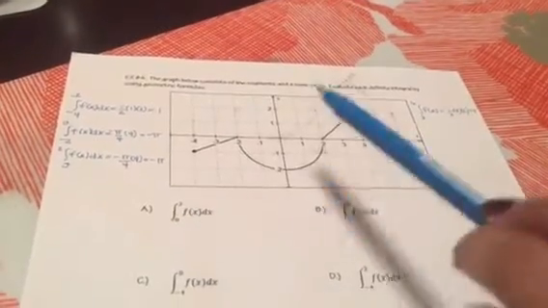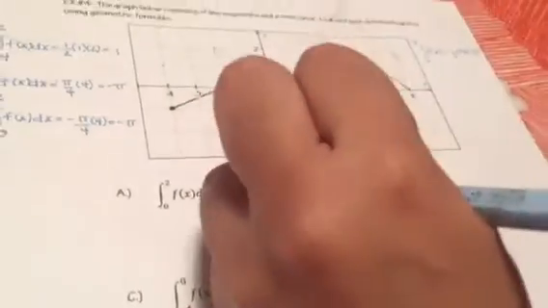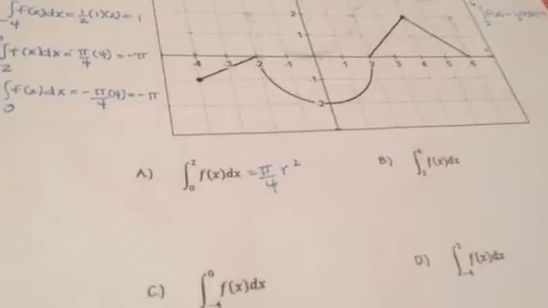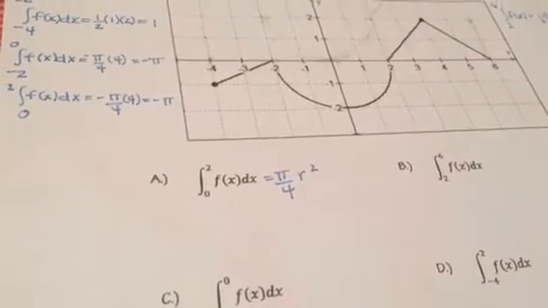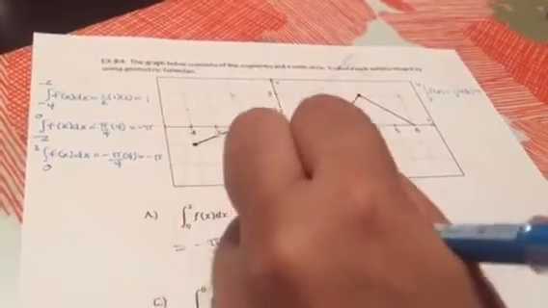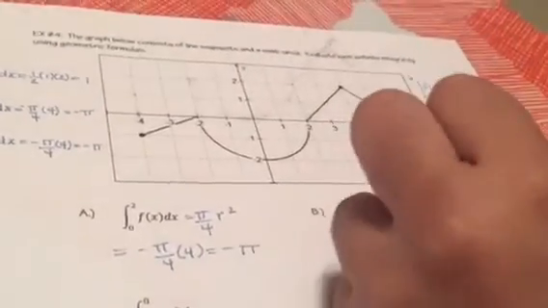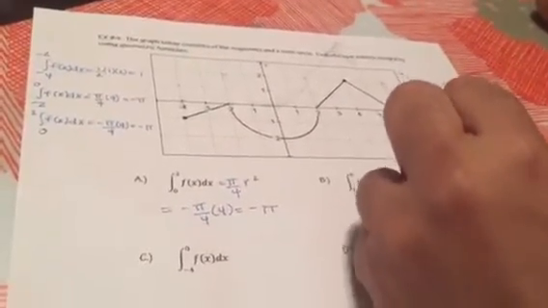From 0 to 2, which I've already calculated to be a fourth of a circle, we know that that's going to be a fourth of pi r squared, and r squared in this case is 2 squared, which is 4. But keep in mind that this is below the x-axis, so it's going to be negative. So negative pi fourths times 4 is going to give you negative pi. Going from 2 to 6, you've got a triangle here. You use the formula to find the area of a triangle, and that gives us an area of 4.